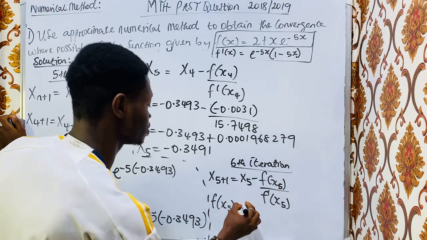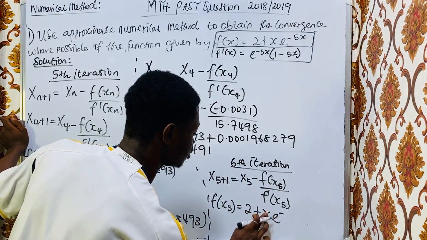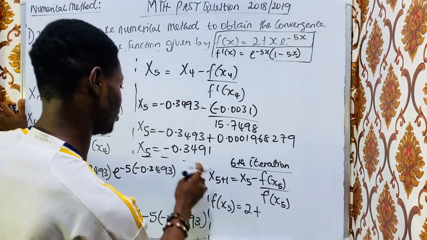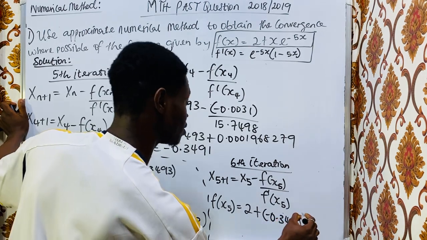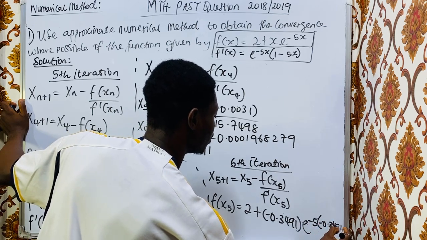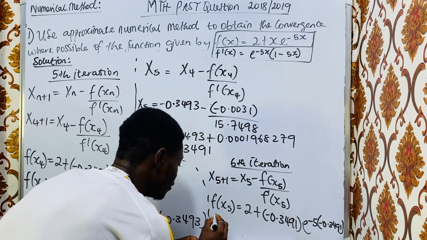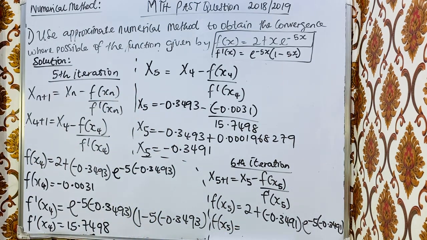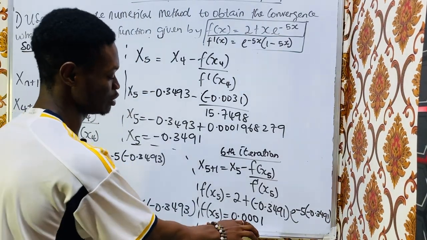So it will be 2 plus x exponential negative... sorry, my x is what? My x is minus 0.3491, then exponential negative 5 times minus 0.3491. So that's it. So if you punch it in your calculator, if you do it well, you are going to get f of x5 to be 0.0001.